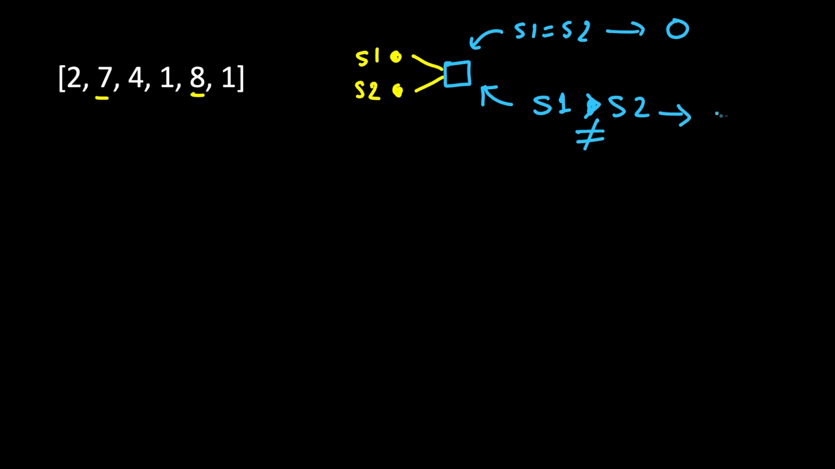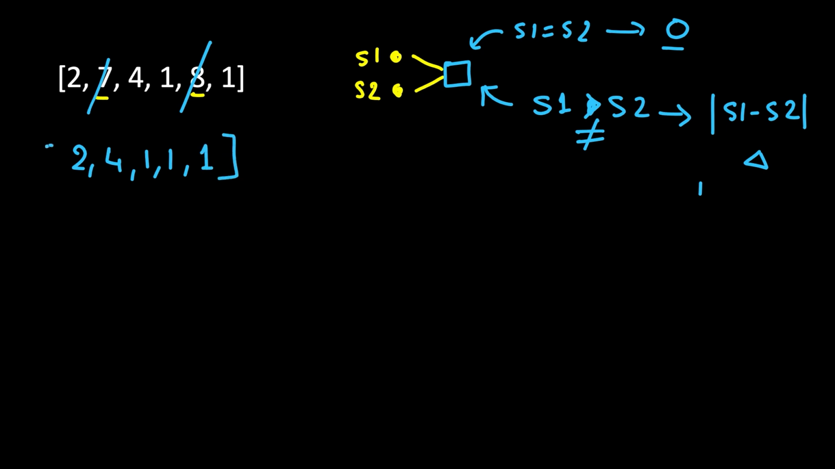Then the smaller one will get destroyed and the difference of S1 and S2 will remain. So first we have to remove these two, and if the difference is 0, then we will not add anything. If they are not equal, then we will add this difference. Let's call it delta. In this case it will be 1. So it becomes 2, 4, 1, 1. These are the remaining elements, and we added this delta, that is 1. So this is after one step.